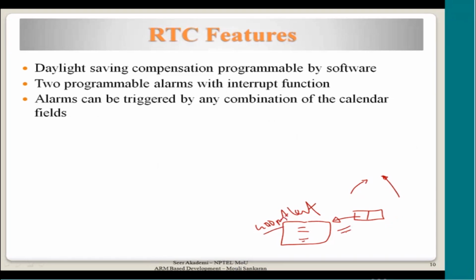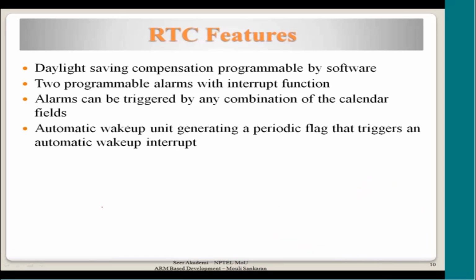So how does it wake up? Based on the calendar event. So it takes the current time, the calendar date and time, and the calendar event you have mentioned, compares these two, and then sets up an alarm or message alert, so that the pop-up window comes up on your screen to alert you. There is also an automatic wake up unit generating a periodic flag that triggers an automatic wake up interrupt. So you may want to set up an alarm, or you want to set up a periodic interrupt. Those kinds of things can be there. You can connect to the interrupt. Then there are timestamp functions for event saving.